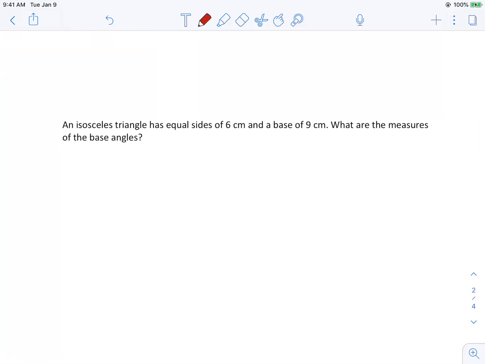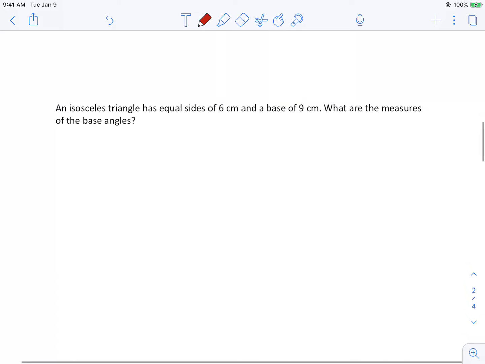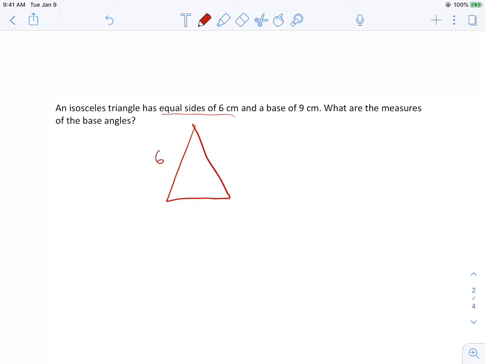Okay, good word problem here. It says an isosceles triangle. So an isosceles triangle looks like this. Isosceles triangle means you have two sides that have the exact same length. And it says that length is 6 centimeters here. And then it's got a base of 9 centimeters here. What are the measures of the base angles? So that would be this angle in here and this angle in here.